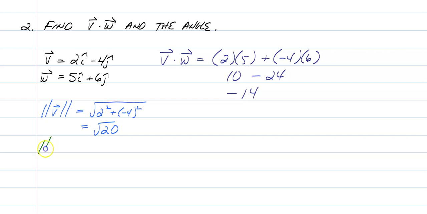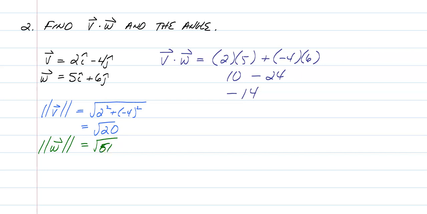So now we're going to find the magnitude of w again. And again, this is something you've done before. So if you take your 5 and 6 and put them into the formula, you're going to get 25 plus 36, which is going to give us the square root of 61.